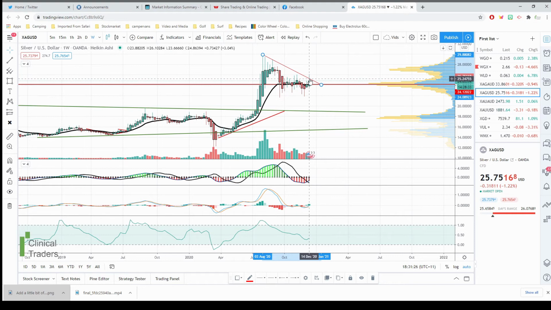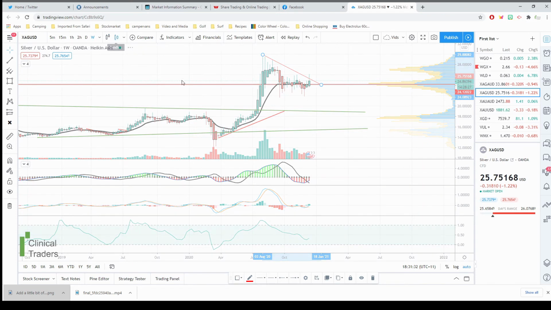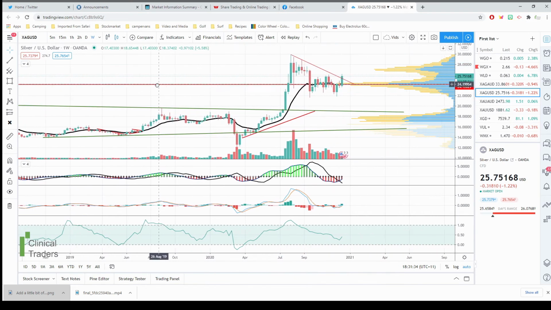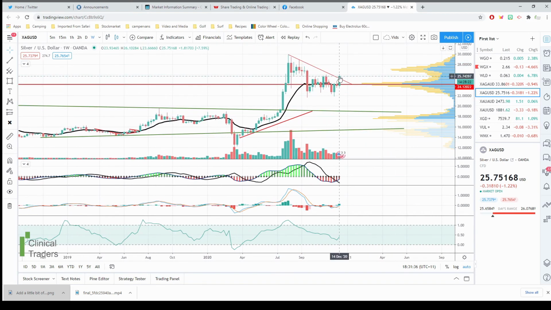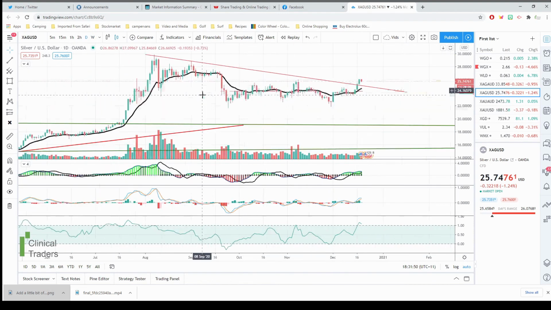Now, because this is a Heikin Ashi candle, it doesn't show the breakout. If I swing over to this one, you can see that yes, we have broken above. And it's Friday, so this candle is about to complete, and unless we get a big breakdown tonight, it's going to complete above that downtrend line. It's even clearer on the daily chart.